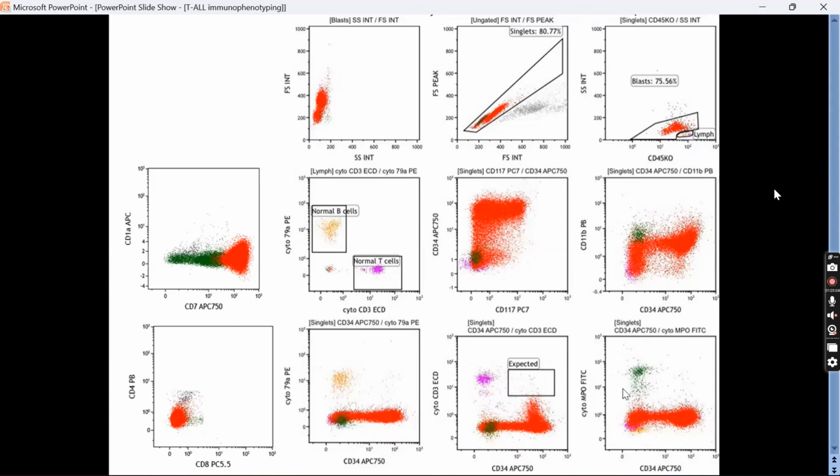And MPO is negative. But the problem, is it satisfying ETP-ALL? So what are the criteria, one by one? First, it should be CD1a and CD8 negative. CD1a is negative in the blast. CD8 is negative in the blast. So the first criterion is satisfied.